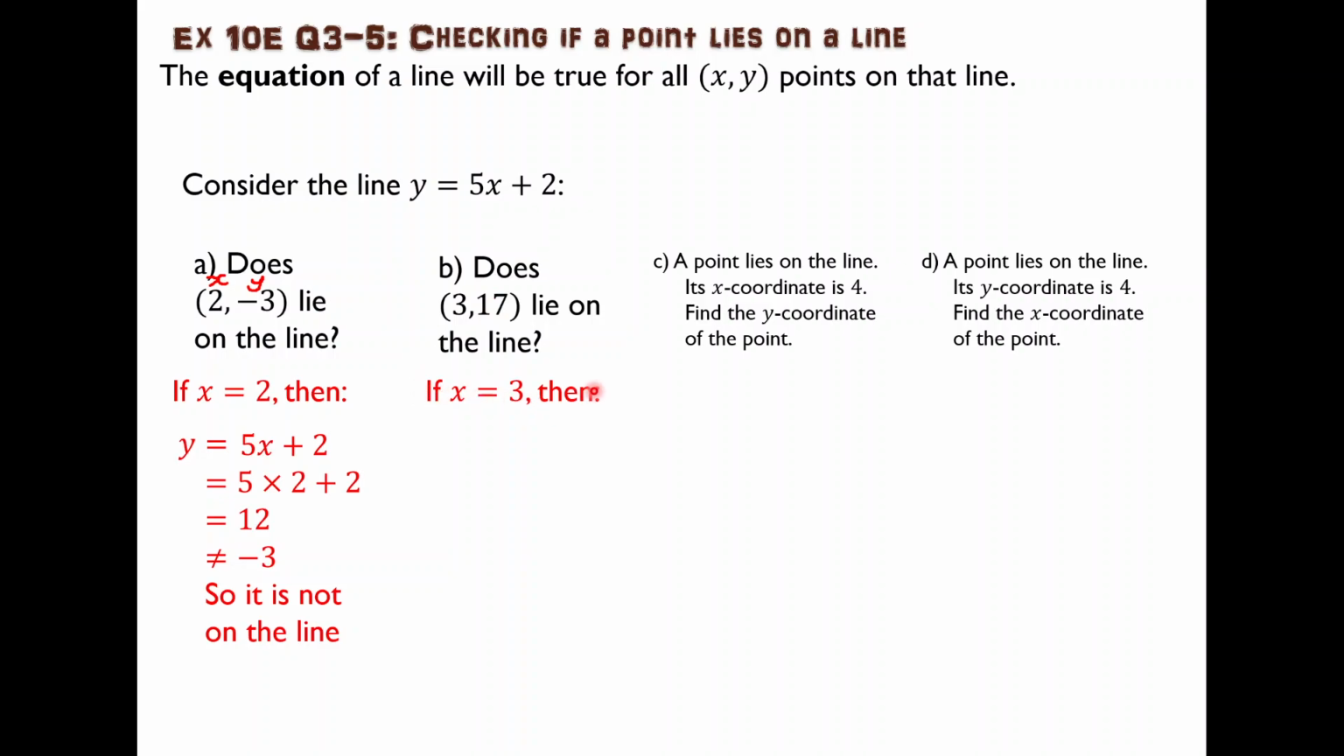Well, if x is 3, again, y, given by this formula here, is going to be 5 times x, which is 3, plus 2. I'll copy down the plus 2. 15 plus 2 is 17. And that is what I got for y up here. So it is on the line.